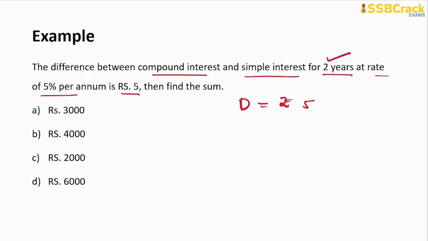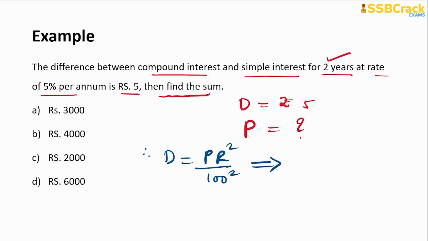So once you reach such a question, you have to recall correctly the formula for the difference between SI and CI for 2 years, and accordingly apply it and get the answer. So what's the question here? To find the sum of money means to find out the principal amount. We'll be using the required difference formula for 2 years, which was PR square upon 100 square, and in this we know the difference value, which is rupees 5.